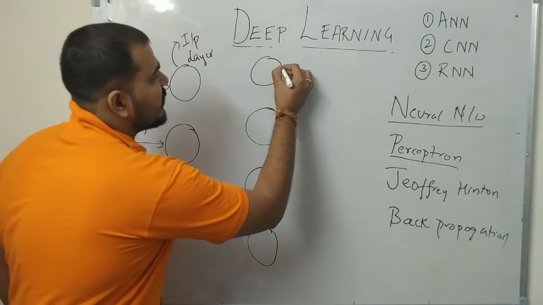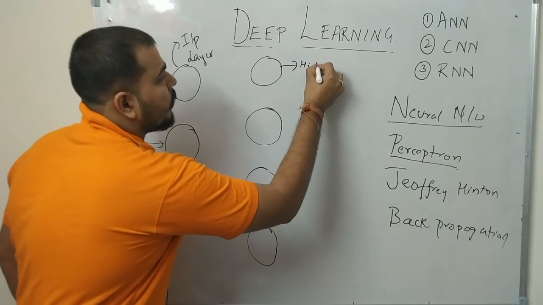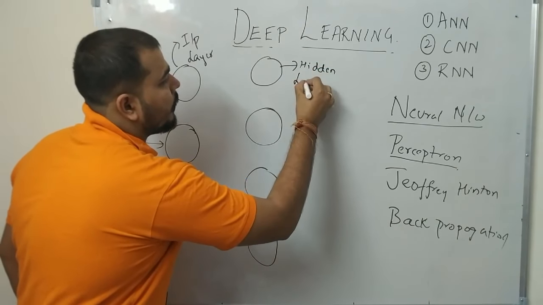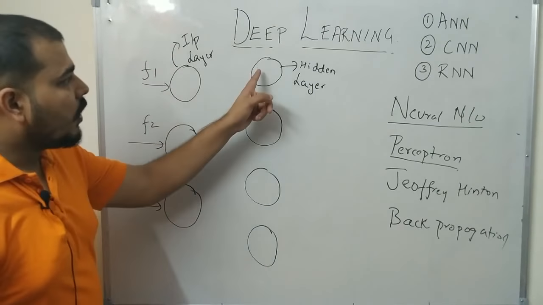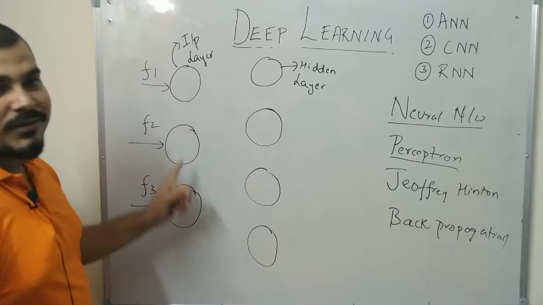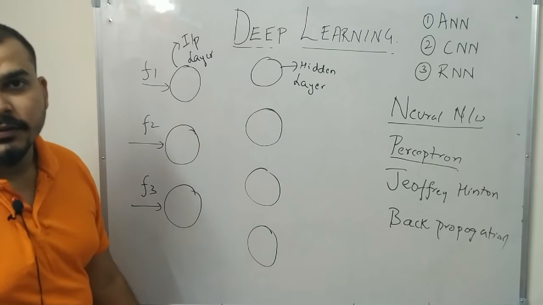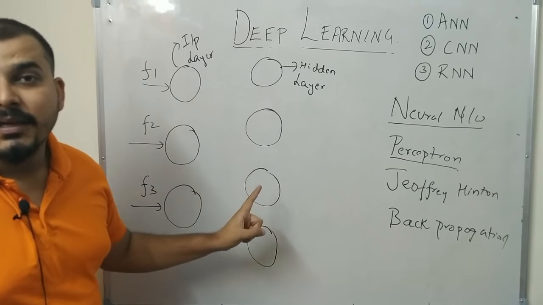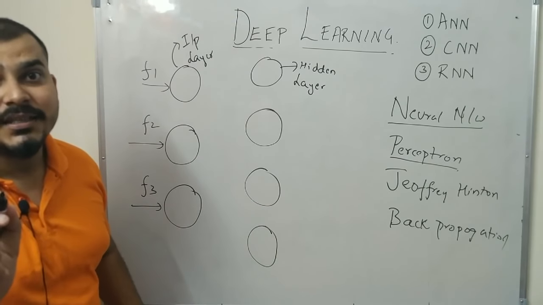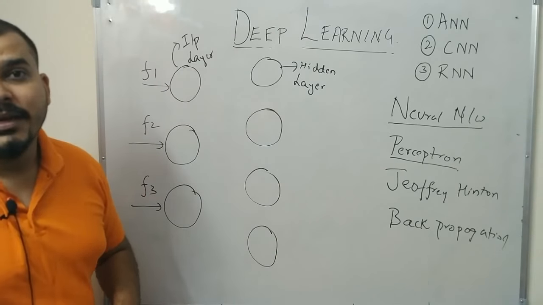So this layer is basically my hidden layer. And these all are neurons. This I'll say as nodes, and this I'll say as neurons. Okay. These neurons are very important, because there's a lot of processing happening in these neurons, which I'll explain in the next video of this particular playlist.